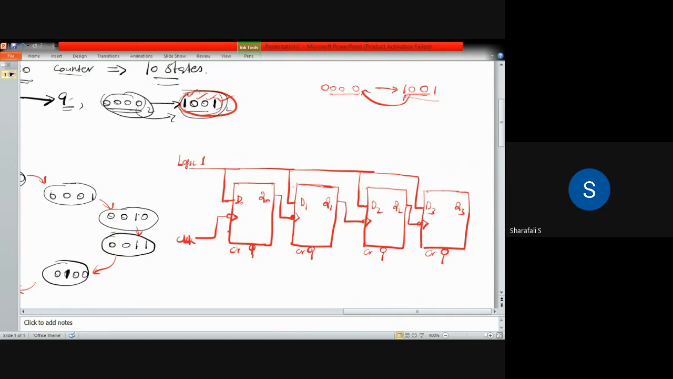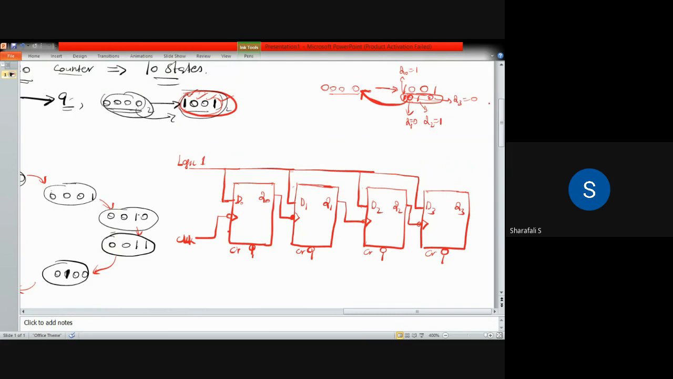When it is going to 1010, this state should not be there, and when it is reaching this state, it has to come back to the 0000 state. So in order to do that, what we have to do: here Q0 is equal to 1, and Q1 is equal to 0, and Q2 is equal to 1, and here Q3 is equal to 0.